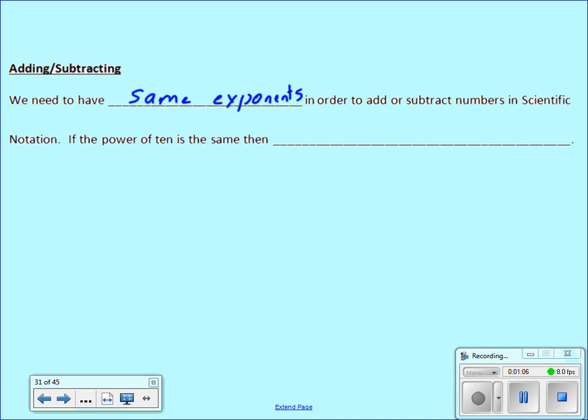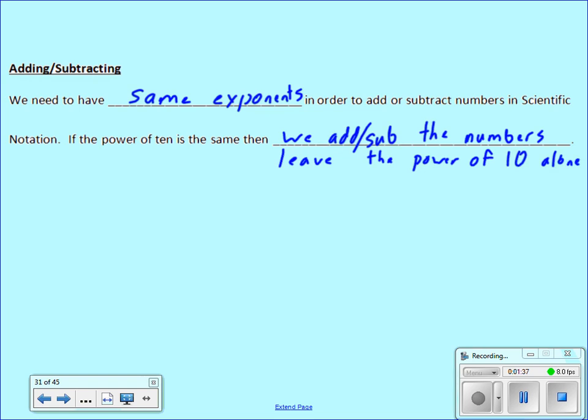If the power of 10 is the same, then we add or subtract the numbers. And when we add, we leave the power of 10 alone. We do not change the power of 10 when we do this. We're going to leave that part alone. We just add or subtract the actual numbers.